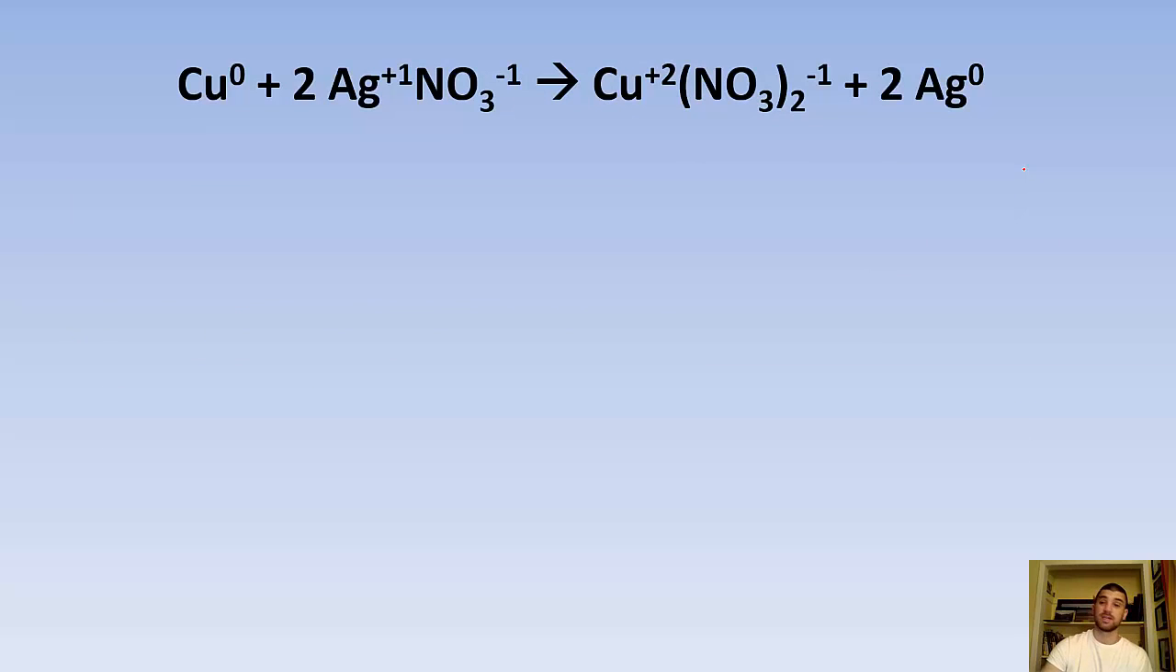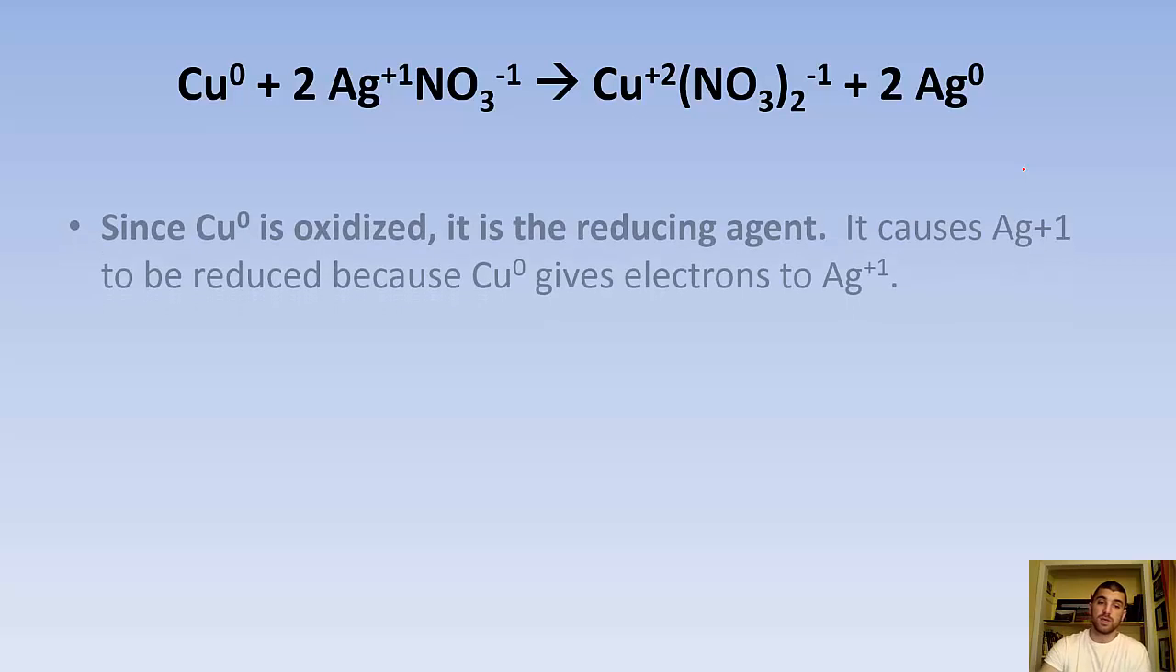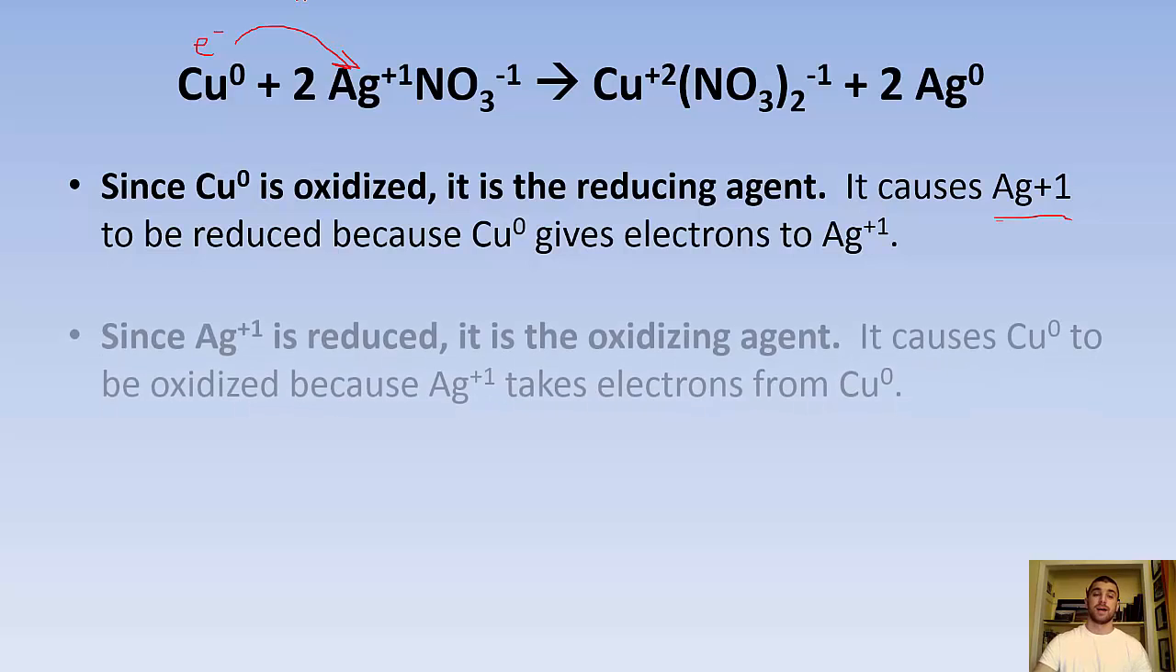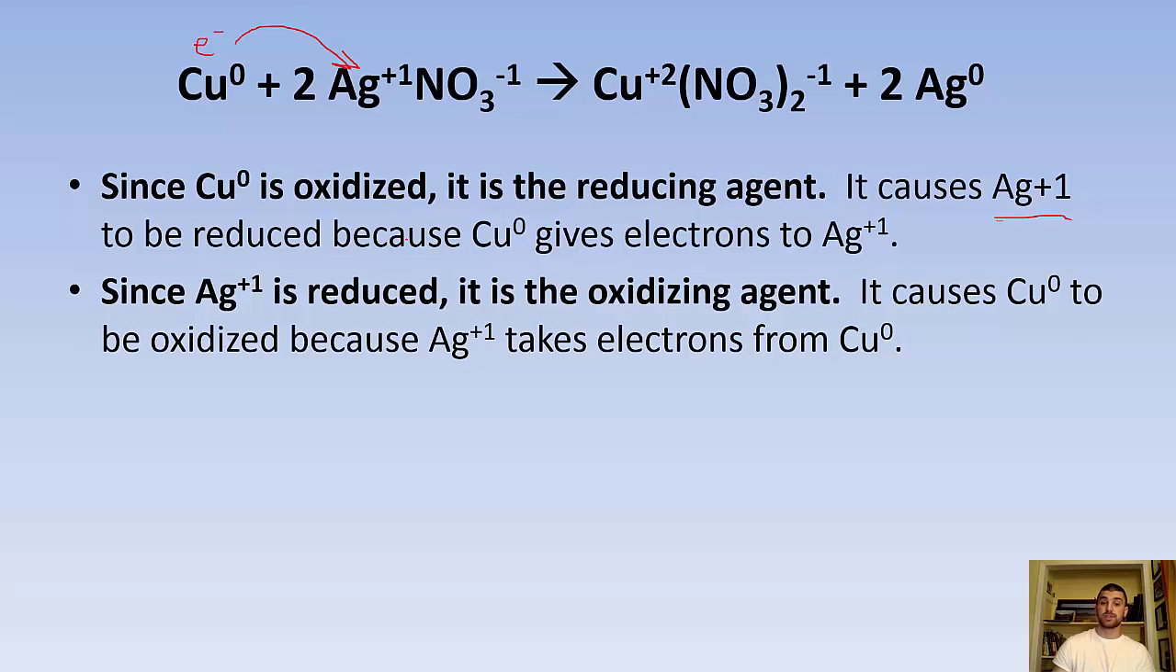So if we take a look, here's the example from earlier. Since Cu0 is oxidized, it is the reducing agent. It causes Ag plus 1 to be reduced because Cu0 gives an electron to Ag plus 1. You can think of it like this, right? So we've got Cu that has electrons and it's giving them to the Ag plus 1. Now Ag plus 1 is reduced, so it is the oxidizing agent.